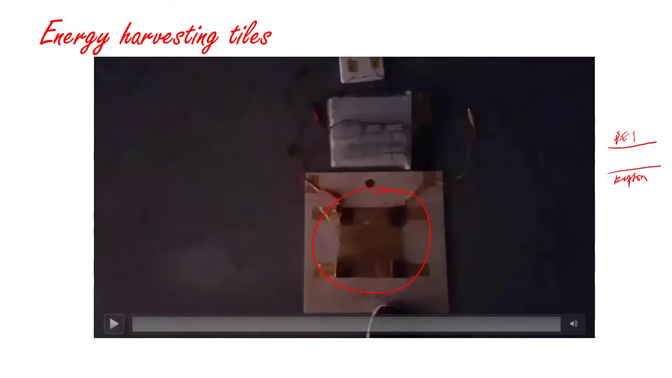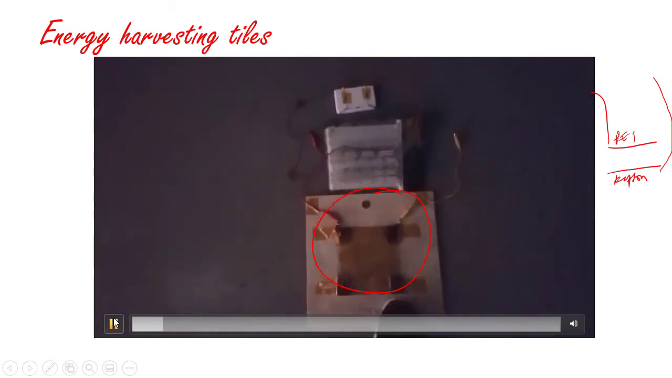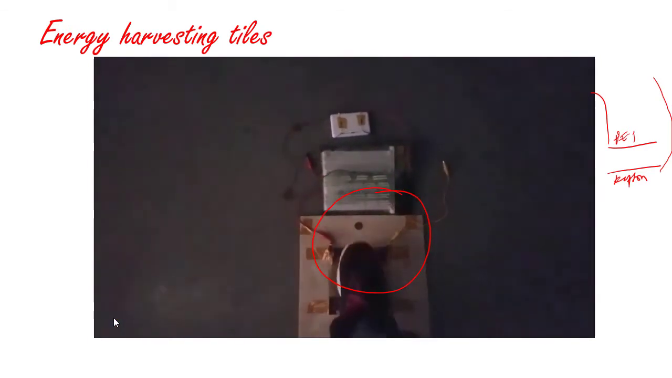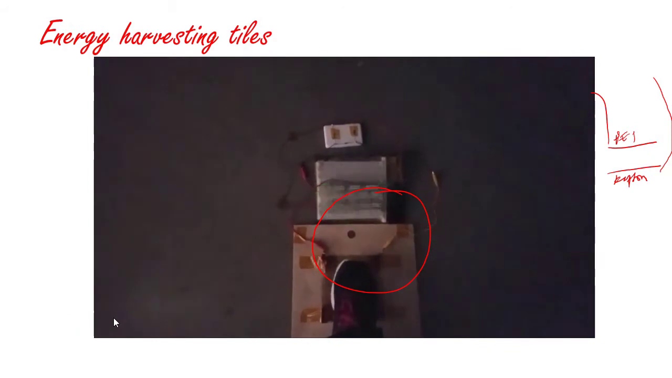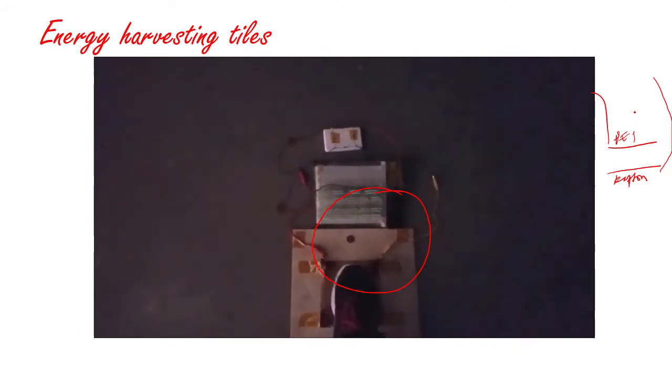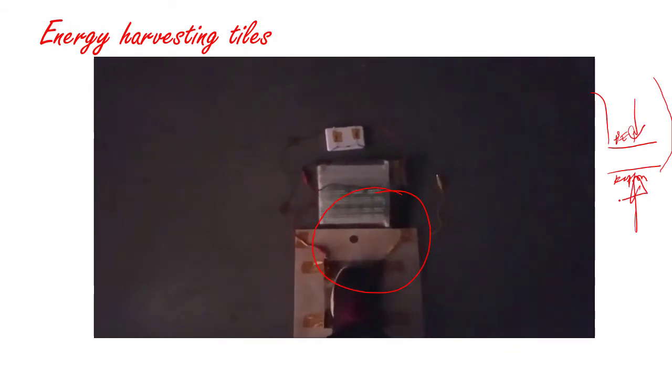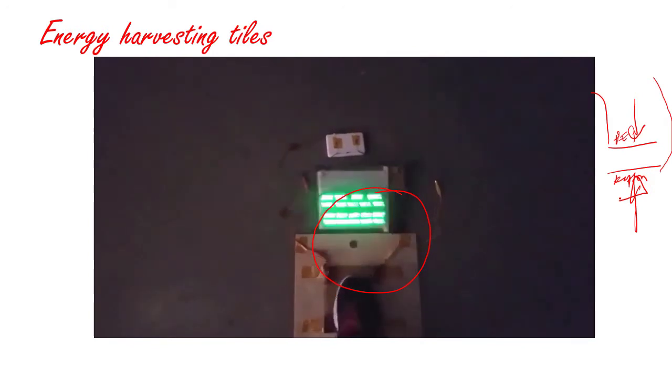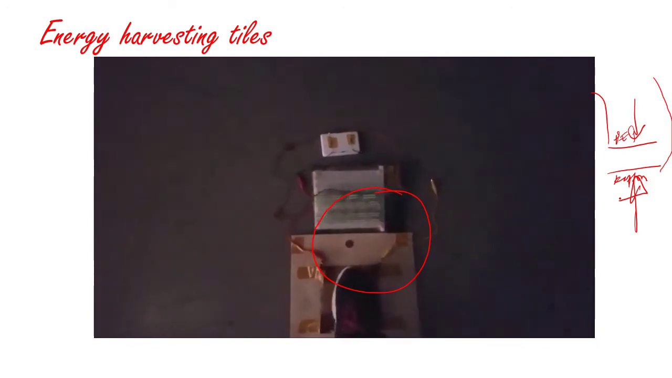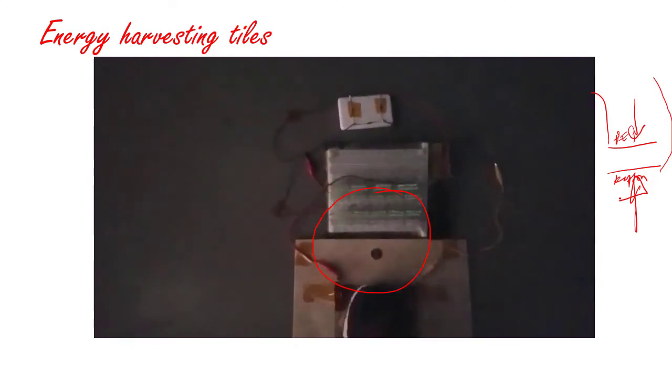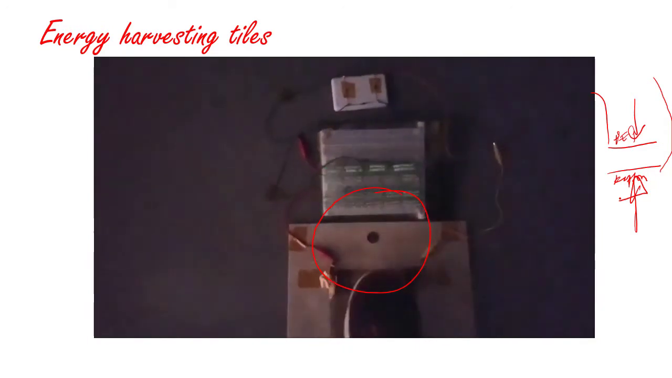There is nothing, no batteries, nothing. And this is connected to LEDs, and these are the LEDs. There is no battery here. So as the student steps on it, you see that the LEDs are glowing because the mechanical energy that is pushing these two layers together is leading to triboelectrification, which is leading to a flow of current, and that's how the lights are able to glow.